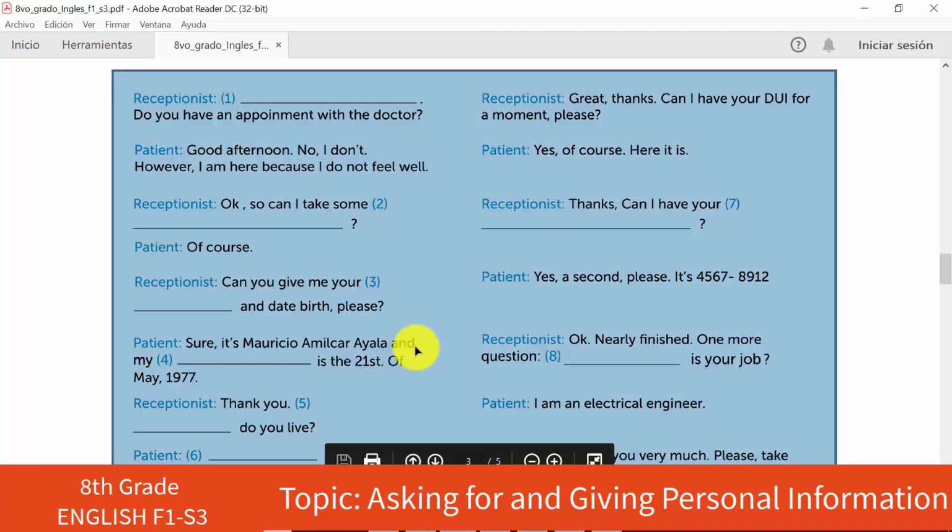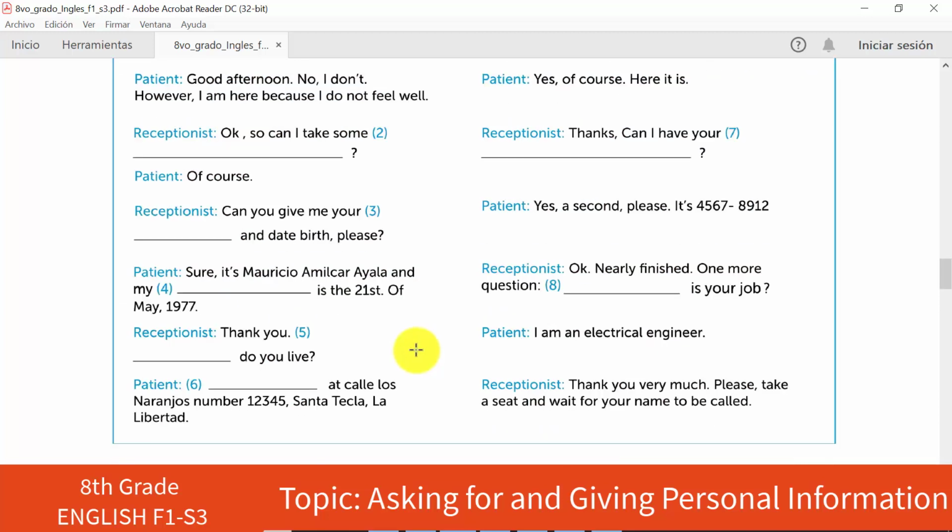¿Viste? La clave está en la misma respuesta para saber cuál es la pregunta. Y al revés también. Sure, it's Mauricio Amilcar Ayala. And my... Otra vez el espacio. ¿Y qué ponemos, hombre? Te preguntaron de fechas.